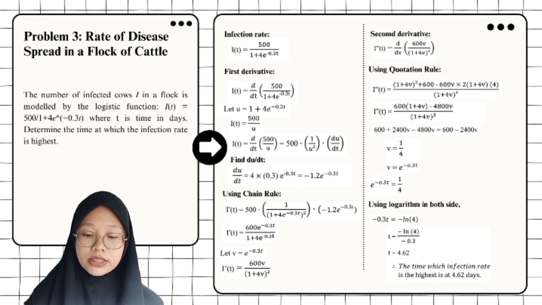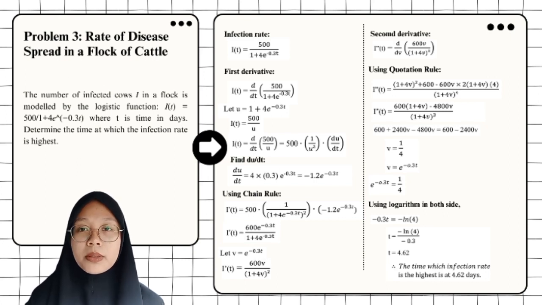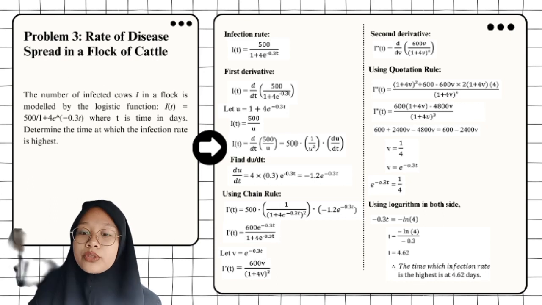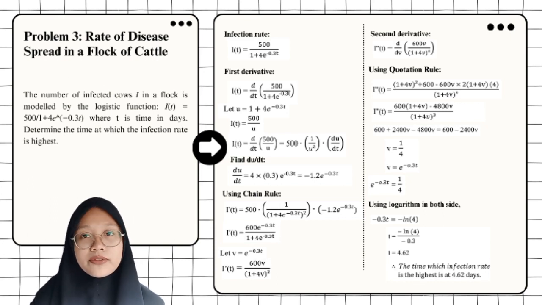So, from the question, the given function is I(t) = 500 / (1 + 4e^(-0.3t)). The first step we need to do is find the first derivative of the infection rate.